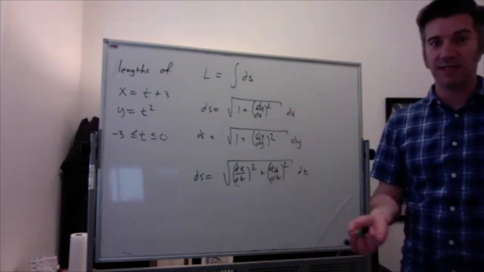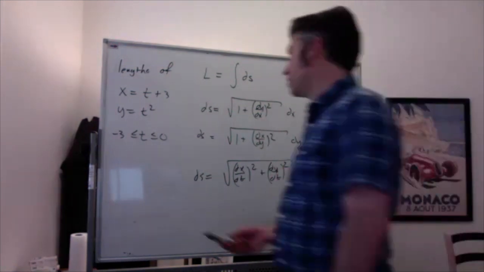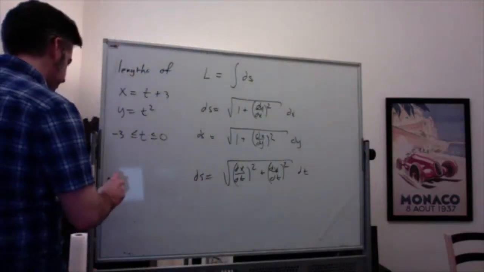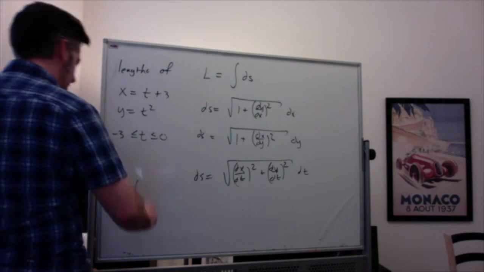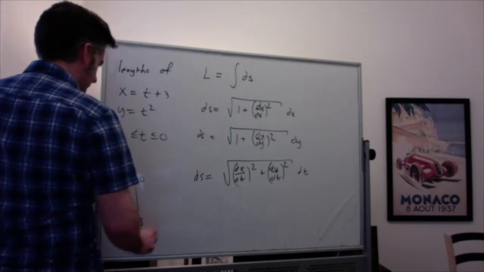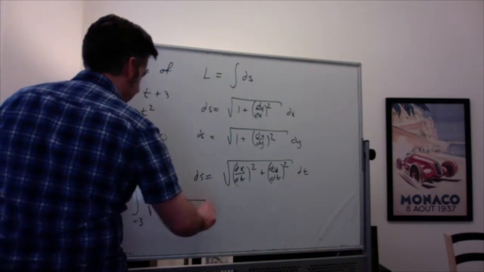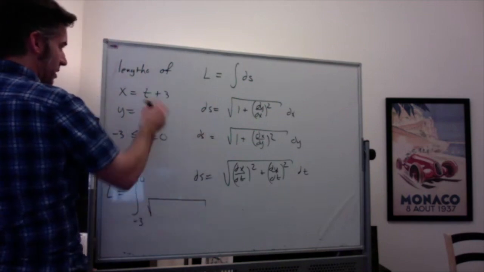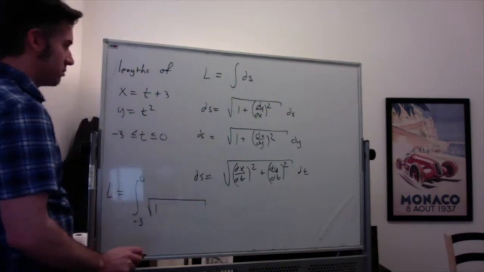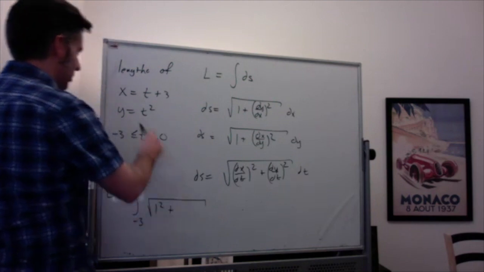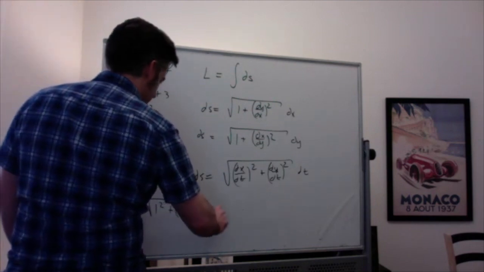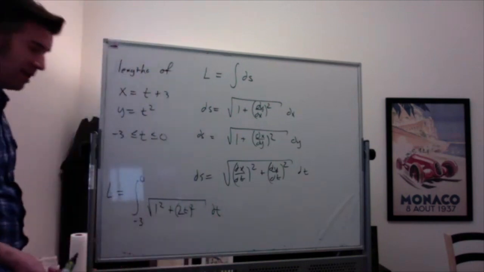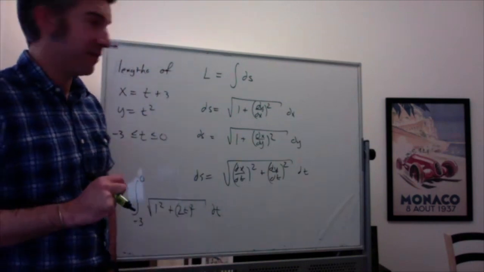And again, I'm going to look at it and see if it really looks doable or not. So let's see. I'm going to find the arc length. T is going from -3 to 0. And we're going to get the square root of dx/dt, which is 1 squared, plus dy/dt, which is 2t squared, dt. And yeah, we can totally integrate this if we remember how.